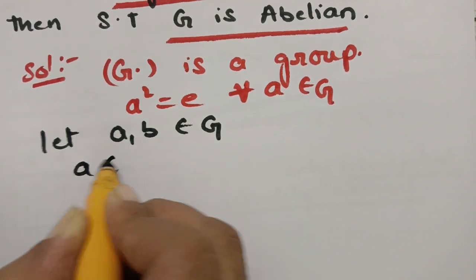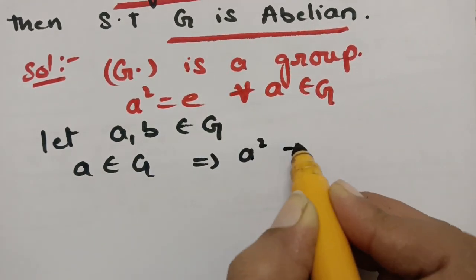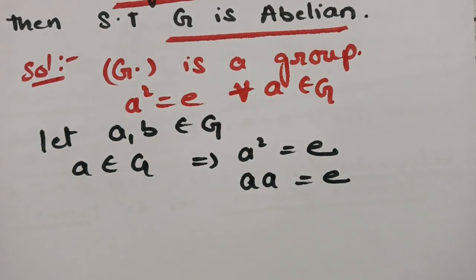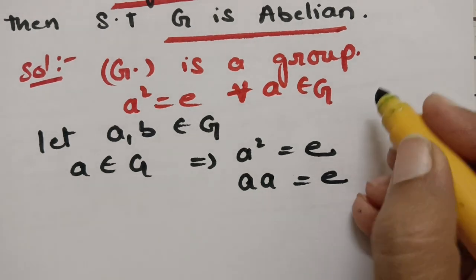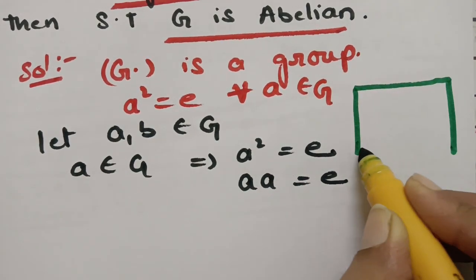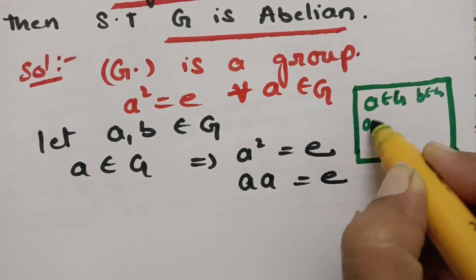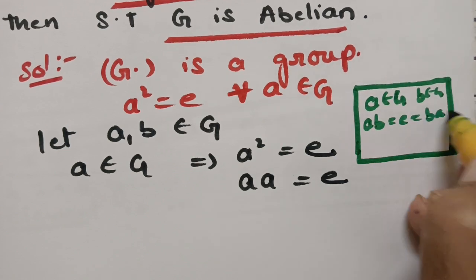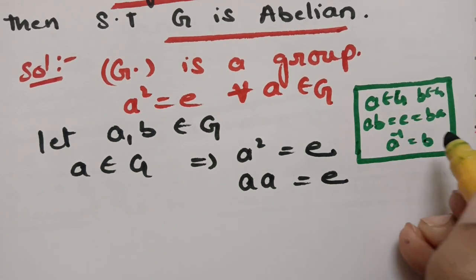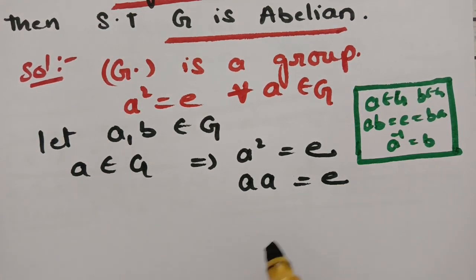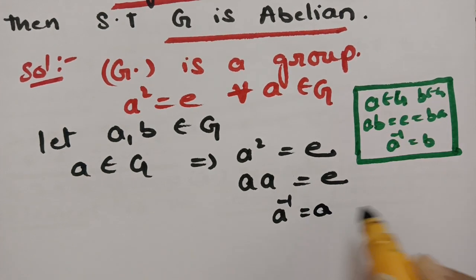If A belongs to G implies A square is equal to E, then we can write that A into A is equal to E. So according to our inverse law, if you remember this inverse law, if A belongs to G, B belongs to G, AB is equal to E is equal to BA, then we say that A inverse is equal to B. So if you observe that, if you take A two times and A into A is equal to E, then we say that A inverse value is equal to A.